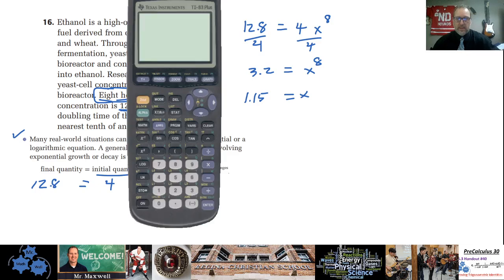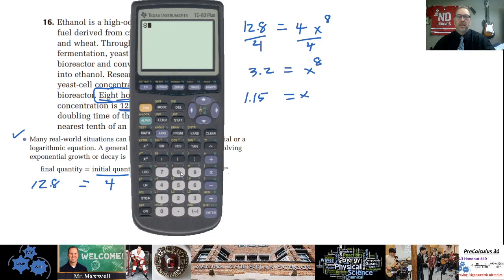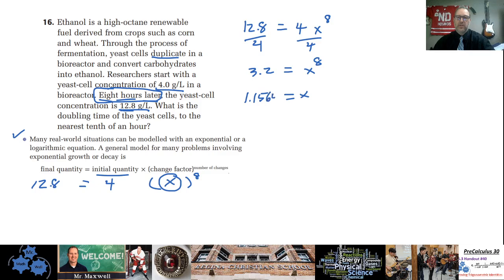But on the calculator, how would you do that? Well, 8th root. On this calculator here, you go 8, and then you hit math, and you see this little x, that's the 8, going to be for the index. So the 8th root of 3.2. Okay, how close was I? Oh, nice. 1.15649, and so on.